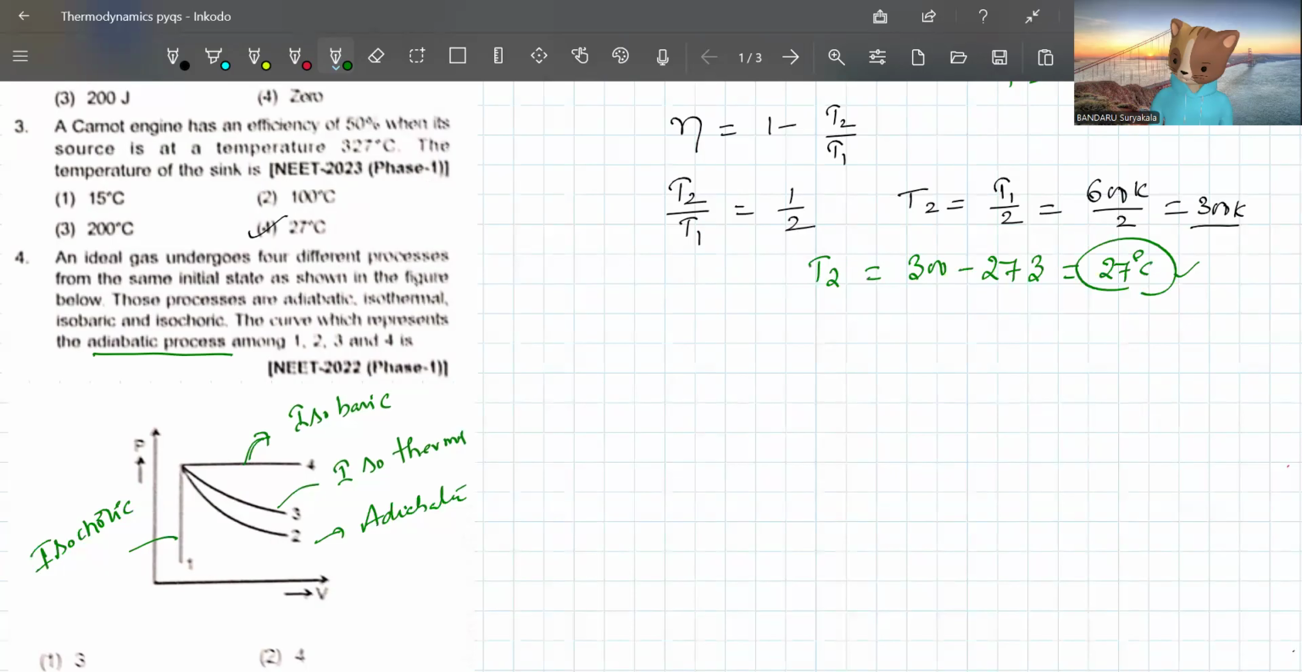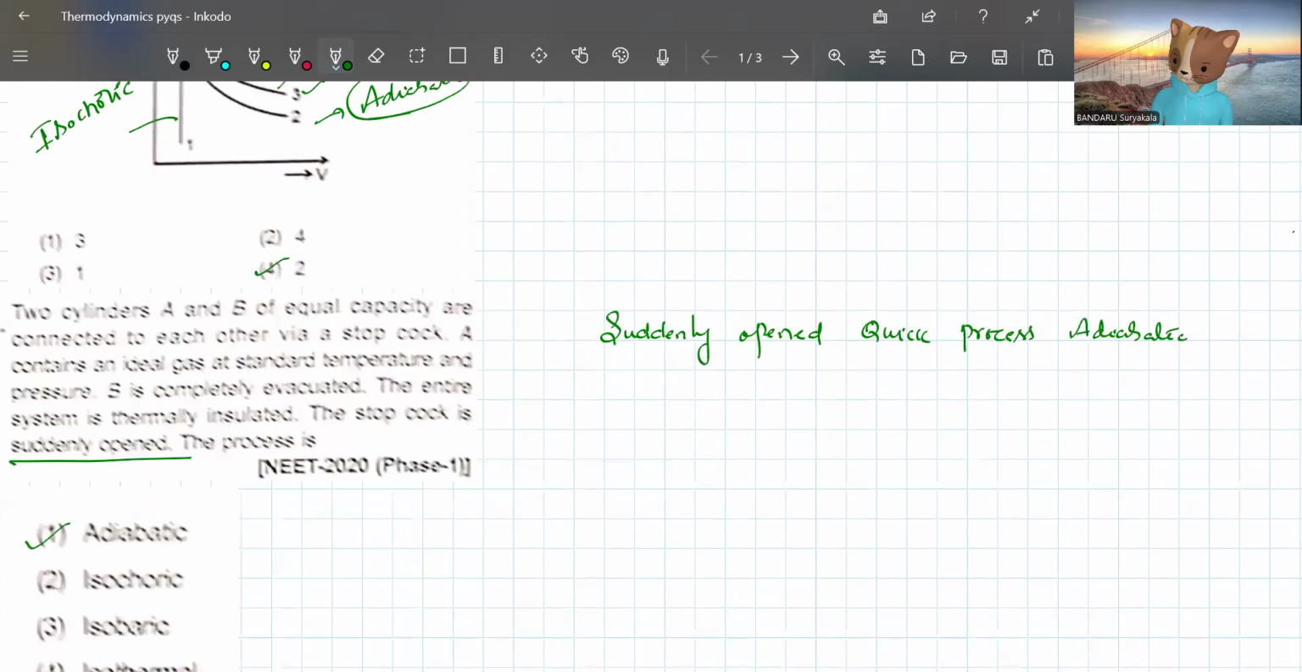Okay, the third graph, if you take, here we have a little bit of confusion. Why? Because the isothermal process and the adiabatic process graphs are similar, but during the expansion the gas is expanding. So the third one is isothermal, the second one is adiabatic. So the correct answer is graph number 2, which means option 4 is the answer.